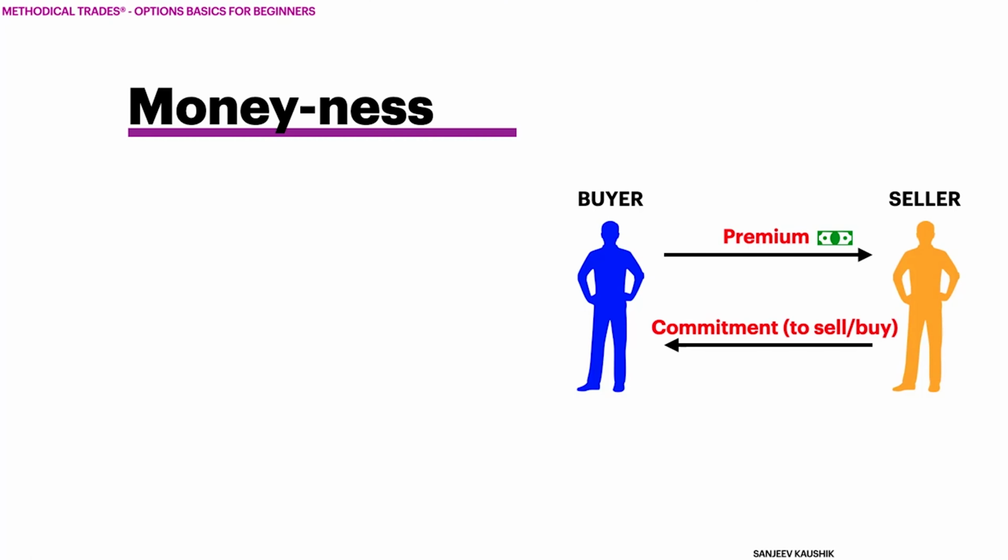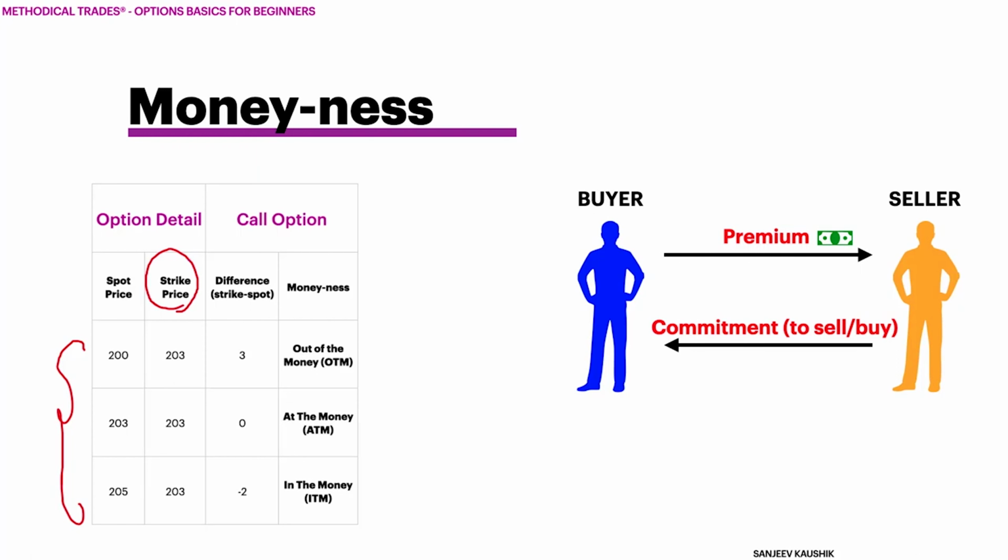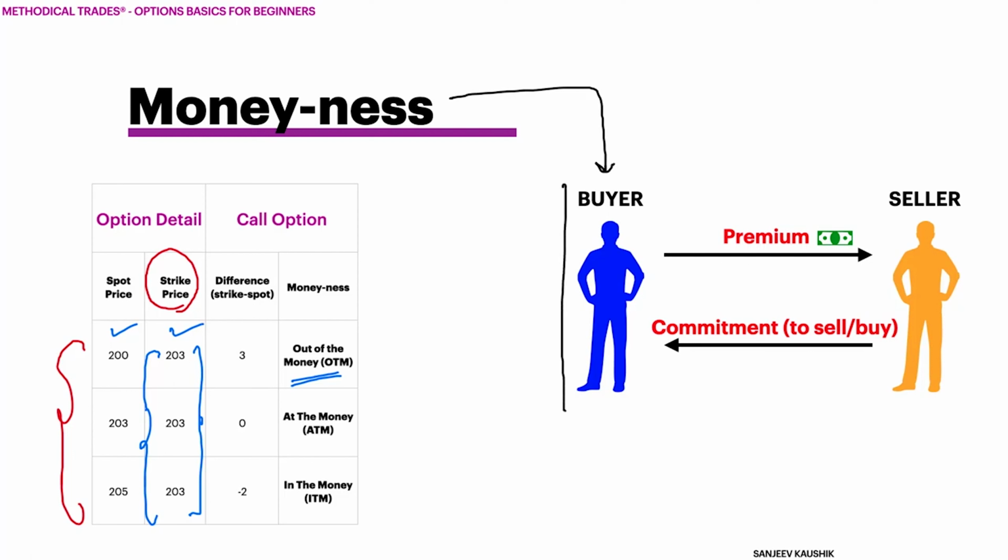So let's take an example of a stock whose spot price changes with respect to the strike price. And let's say it's a call option, with a strike price of 203, which remains consistent. If the strike price is greater than the spot price, then this option would be called an out of the money option. And again, the moneyness of options is derived from the point of view of the buyer of the option. Remember this as a thumb rule.